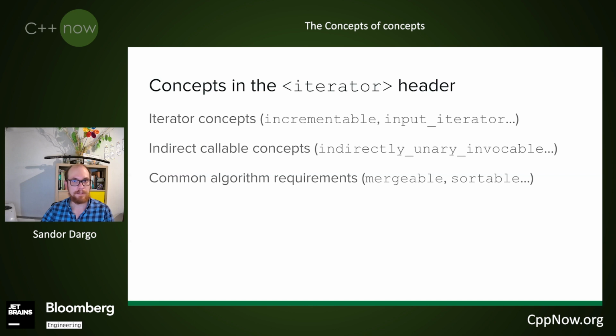So we have different concepts in the iterator header. We have iterator concepts like is it incrementable? Is it an input iterator or an output iterator? You have the indirect callable concepts. I know it's not the most comprehensible name, probably indirectly unary invocable, but at least it's quite explicit. And in the iterator header, you will find some other concepts that model some common algorithm requirements, like is a container mergeable? Is it sortable?